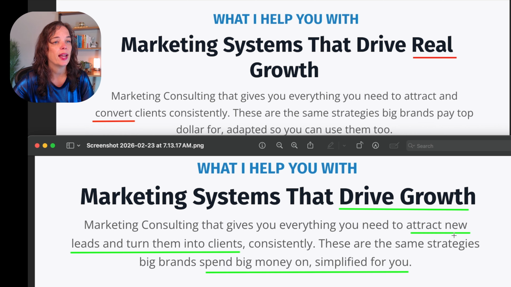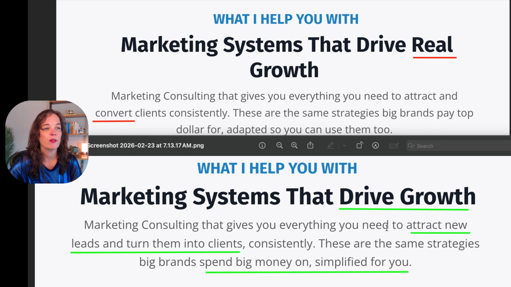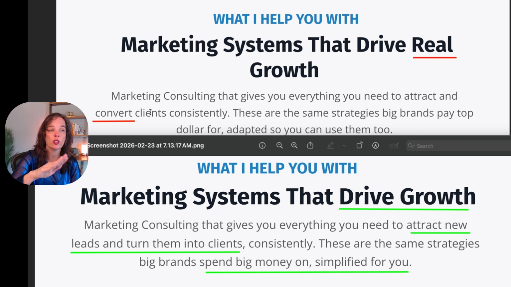Then let's look at the next underline. I said marketing consulting that gives you everything you need to attract new leads and turn them into clients. And before I said everything you need to attract and convert clients consistently. Now, conversion, a lot of people know what it means, but there are people that work with me that don't know what a conversion is. So I need to actually spell it out. And I'm using normal terminology: attract new leads and turn them into clients, because that's exactly what I help people do. I'm being very specific, I'm being very simple, and I'm letting people know, hey, this is not about conversions, this is about how you're going to get more clients.